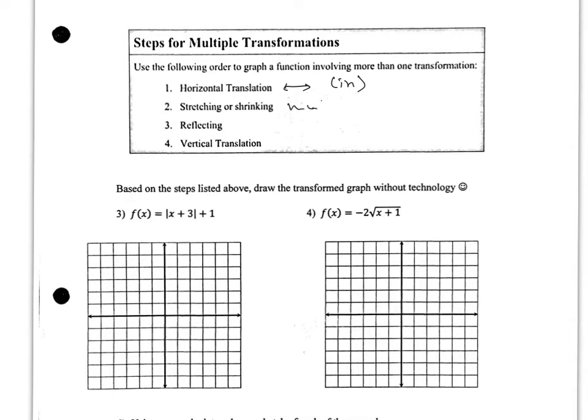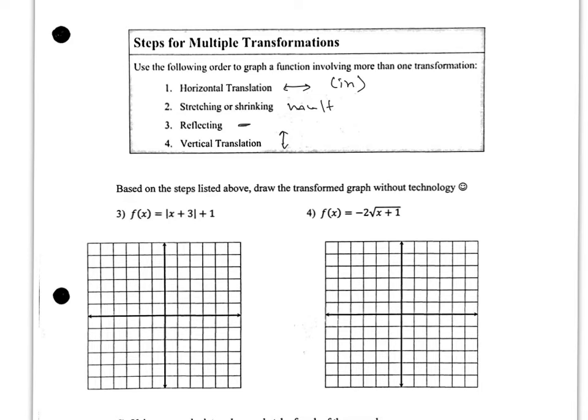Then we're going to do anything that involves multiplying, whether that's multiplying by a fraction or a whole number, doesn't matter, whether it's inside, outside, just vertical, horizontal, doesn't matter. We'll do all the multiplying next. Then you reflect, which is clearly taking care of all the negatives. So when we multiply, you don't multiply by a negative, you just multiply by the value. And then the very last thing we're going to do is move this thing up or down.